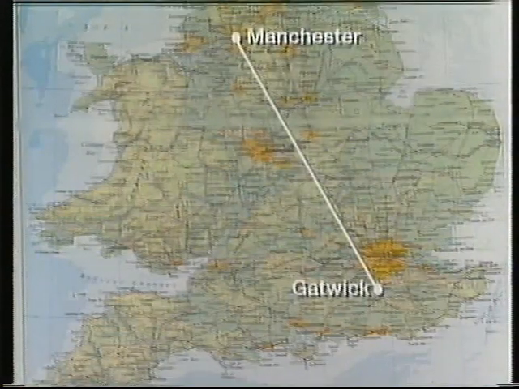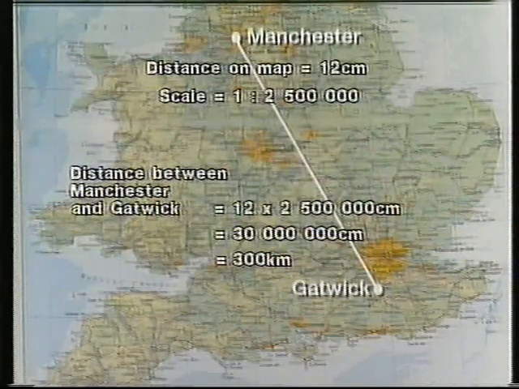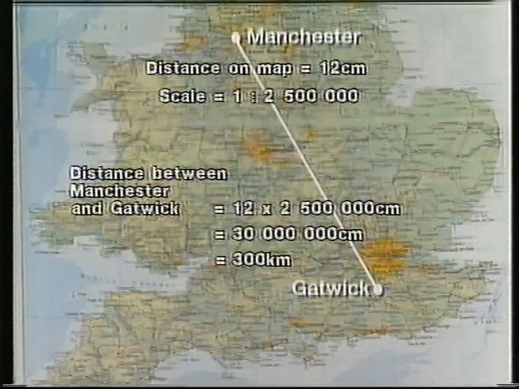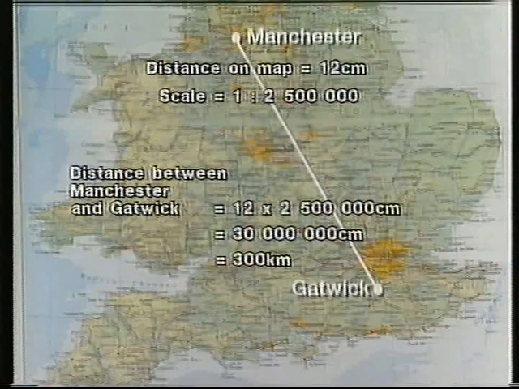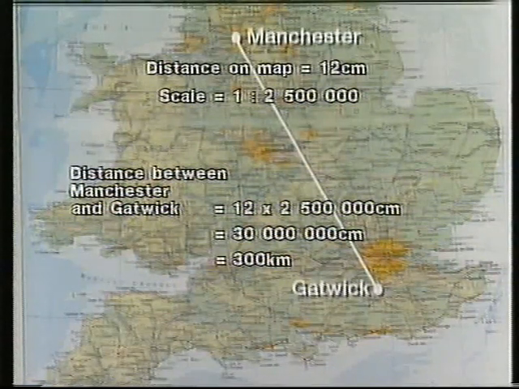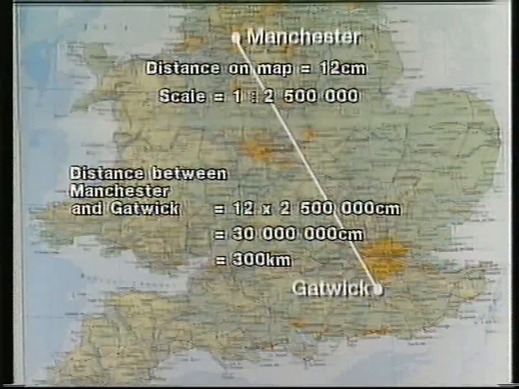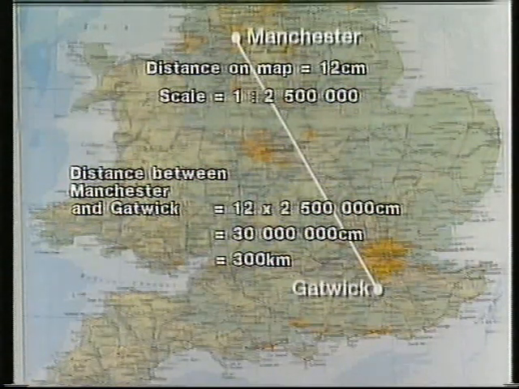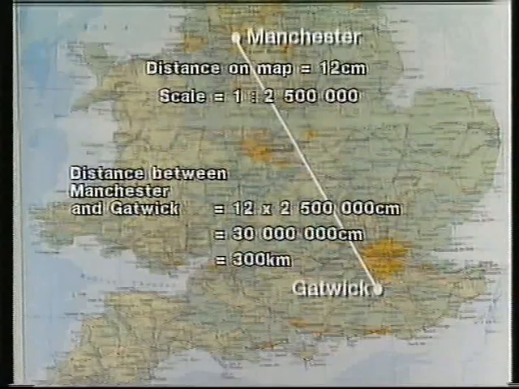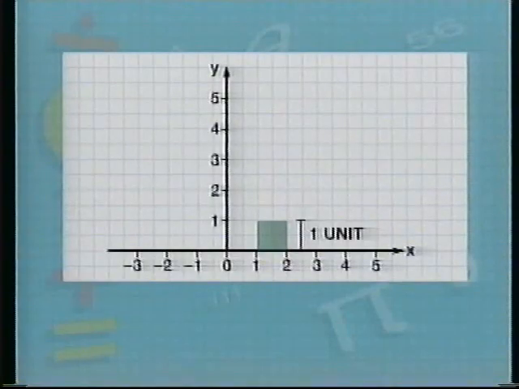Now, the distance between Gatwick and Manchester on the map is 12 centimetres, and the scale is 1 to 2.5 million. So, 12 centimetres on the map represents 12 multiplied by 2.5 million, which equals 30 million centimetres, or the distance from Manchester to Gatwick is 300 kilometres. Let's go on to areas and volumes.